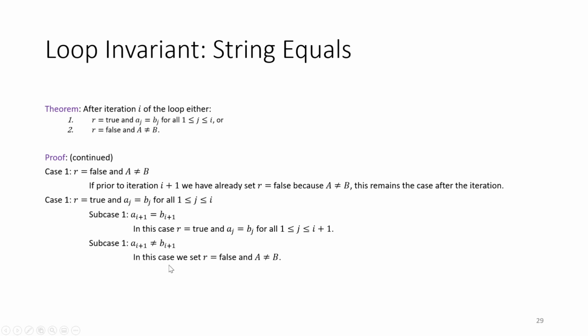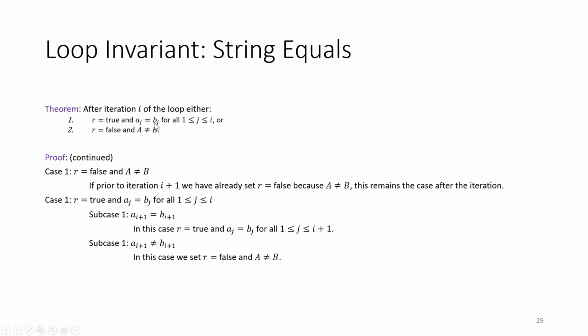Okay, what about the second case? What if they're not equal? Well, when they're not equal, we flip r to be false. And we do that because we now have evidence that a is not equal to b. So it's true that a is not equal to b because they're not equal at this index. So again, we're good because we end up in the second case. So remember, we had our two cases here, technically three, because it's two main cases with two subcases on the second one, and all we're trying to argue is that no matter where we start out, we end up in either one of these two locations.